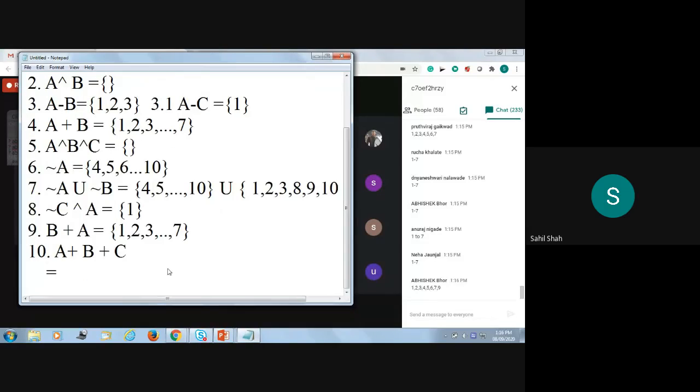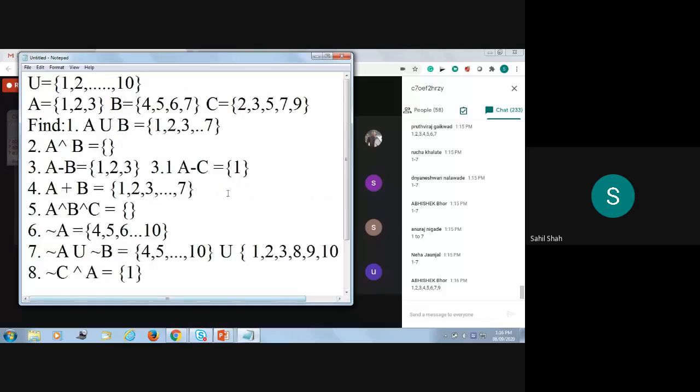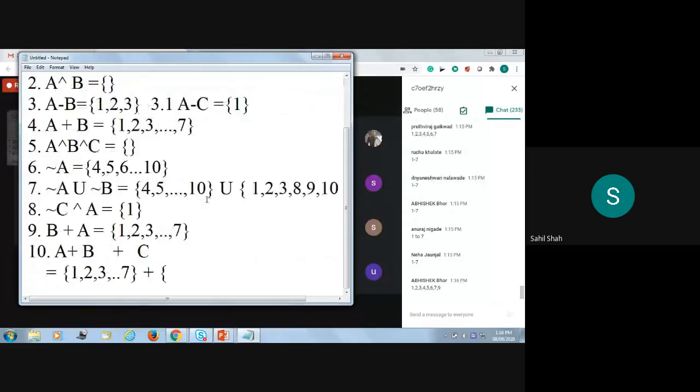This is equal to. Taking part by part. A symmetric difference B, I know that it is 1, 2, 3 up to 7, plus what is C? Let me write C one more time. This one I have written.